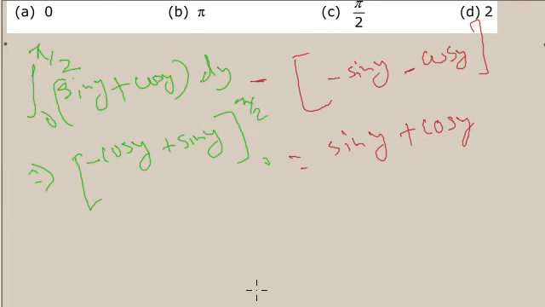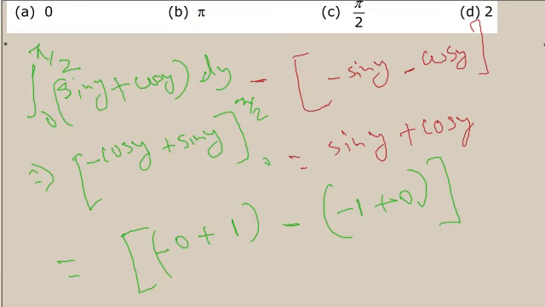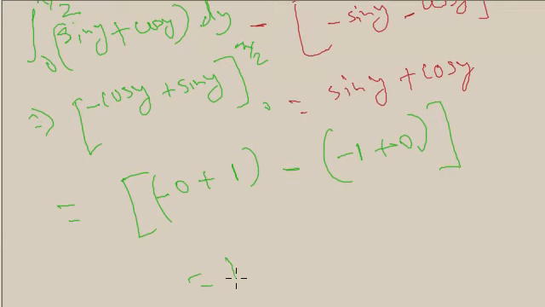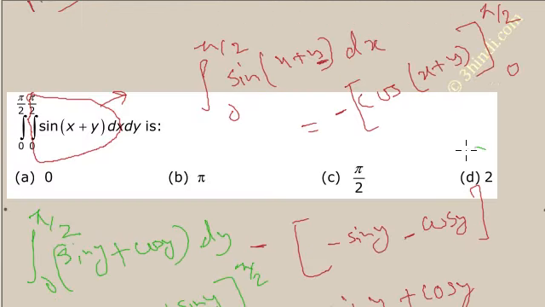If you put pi by 2 here, cos pi by 2 is 0, so minus 0 plus sine pi by 2 is 1. If you put 0 here, you will get minus 1 and then 0. So this is equal to 1 minus minus, so plus 1, that is equal to 2. So 1 plus 1 is equal to 2. The answer is D, 2.